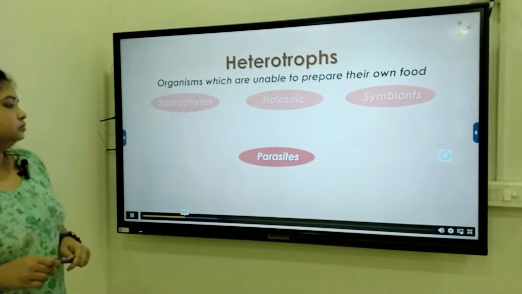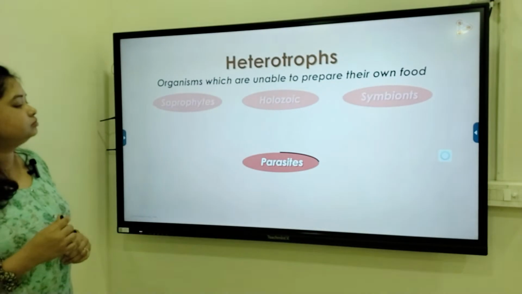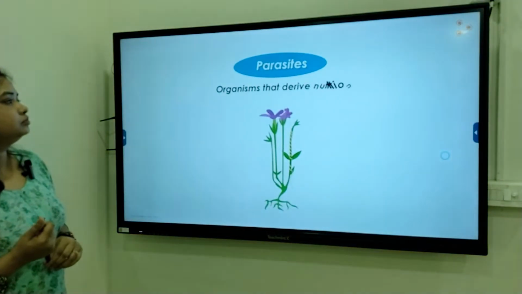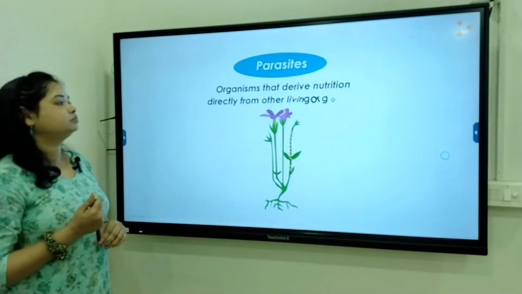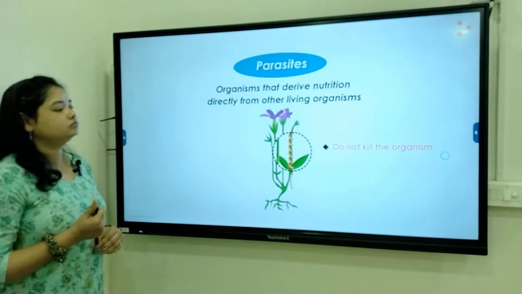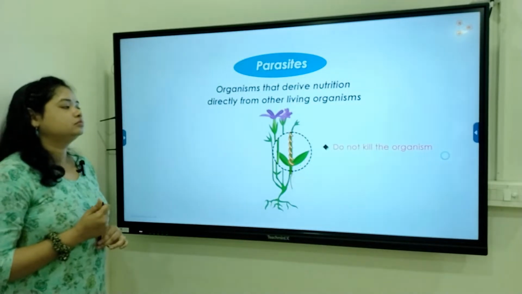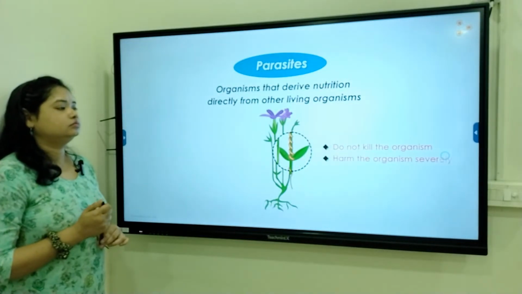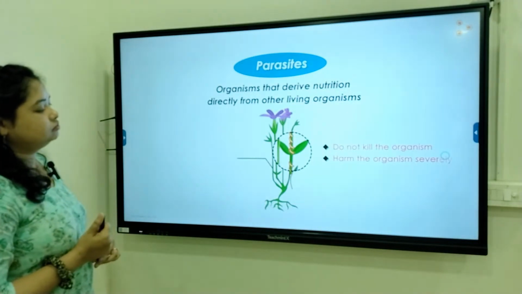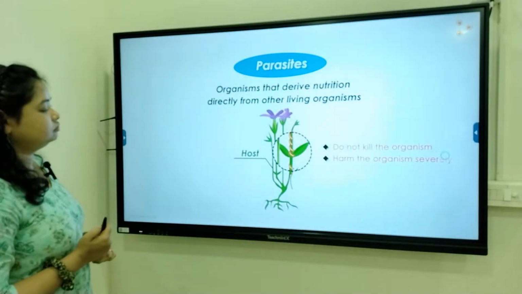Category of heterotrophs from our list, that is the parasites. Parasites are a class of organisms which derive nutrition directly from the body of living organisms. That means they do not kill the organisms on which they thrive. But yes, they do harm the organism severely. The organism whose body acts as a source of nutrition is called the host.